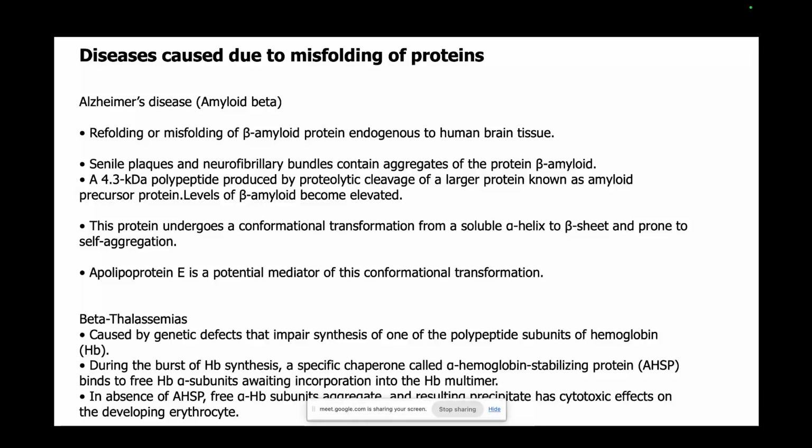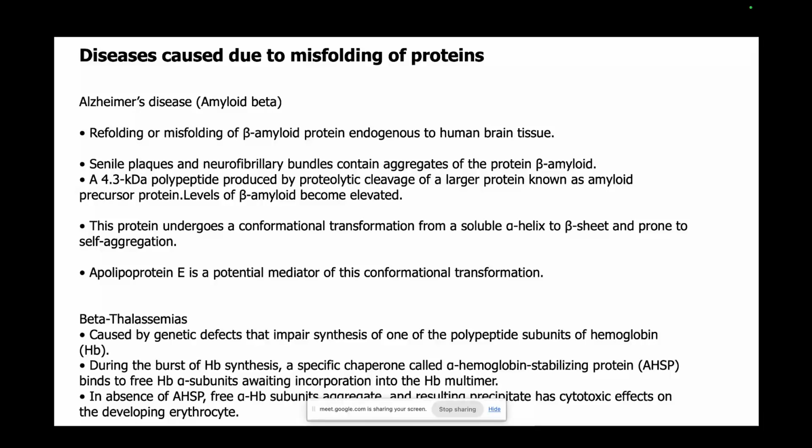Beta thalassemia is also very common in certain Indian populations, where it is basically caused by mutations in the HBB gene, which is the hemoglobin gene. It is caused by genetic defects that impair synthesis of one of the polypeptide subunits of the hemoglobin protein. And during the burst of hemoglobin synthesis, a specific chaperone called hemoglobin stabilizing protein, or AHSP, is involved. HSP is basically heat shock proteins or other types of chaperone proteins that are involved in the folding of other proteins. So for hemoglobin, this chaperone is called hemoglobin stabilizing protein.